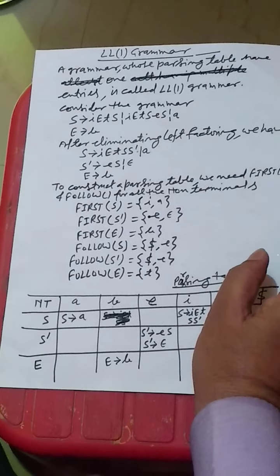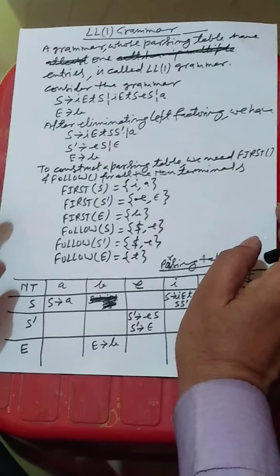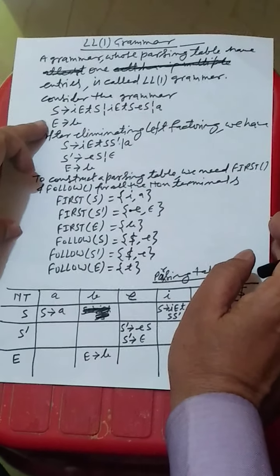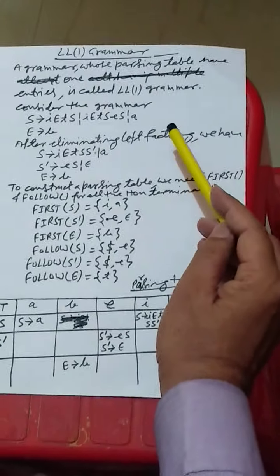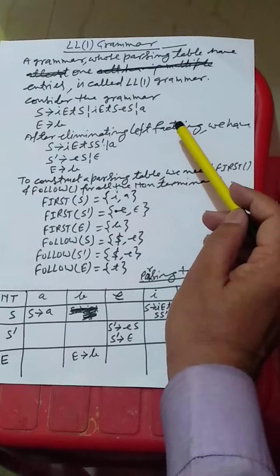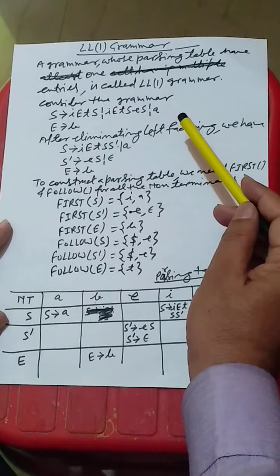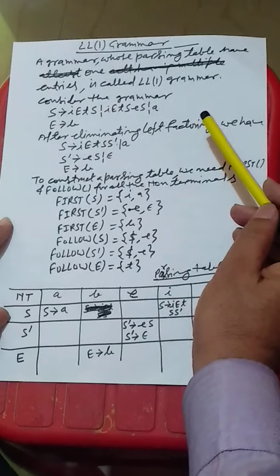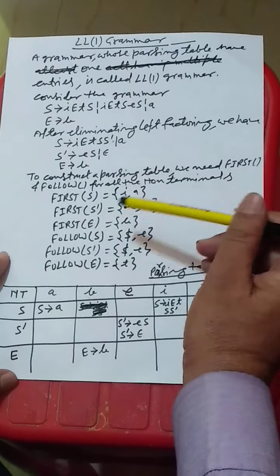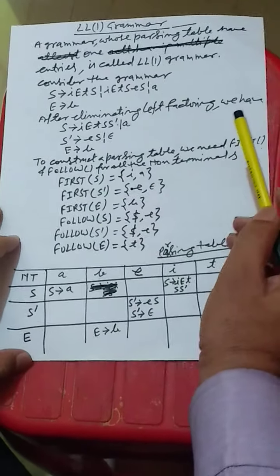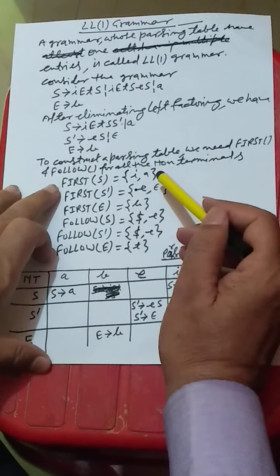So for calculating the predictive parsing table, you have to first convert the given grammar. If it has left factoring, then do left factoring, and if there is left recursion, remove the left recursion. If the grammar is ambiguous, then remove the ambiguity and convert it into an unambiguous grammar. After that, we will calculate the first and follow. The calculation of first and follow I have already given you in the previous lecture.